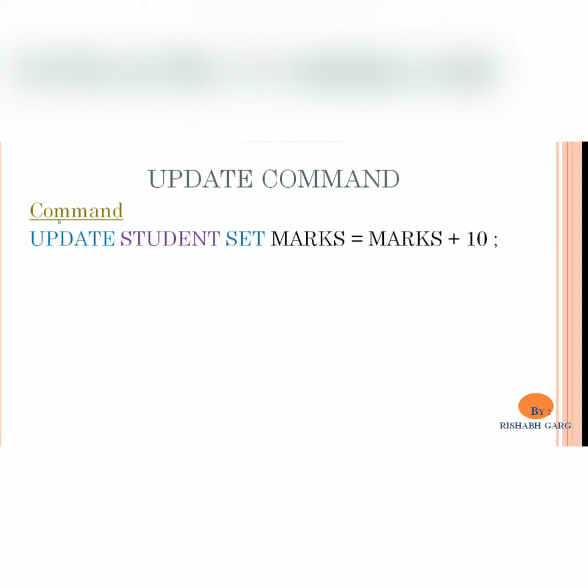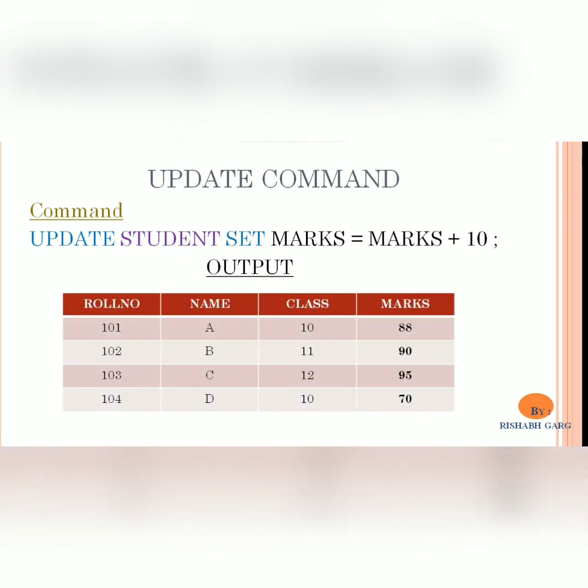First, we will write the update command. Then after, we will write the table name, that is student. After that, we will write the set keyword. After that, we will write the column's name in which we want to modify the record. So here we want to modify the record in the marks field. So we will write marks equal marks plus 10, because we want to increase the marks by 10. And at last, we will use the semicolon. After executing this command, the following result will be displayed. So here all the marks will be increased by 10. I hope it's clear to all of you.